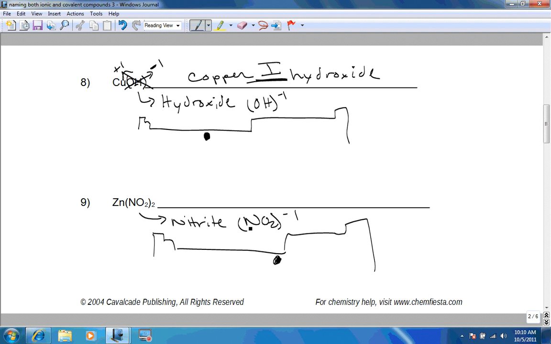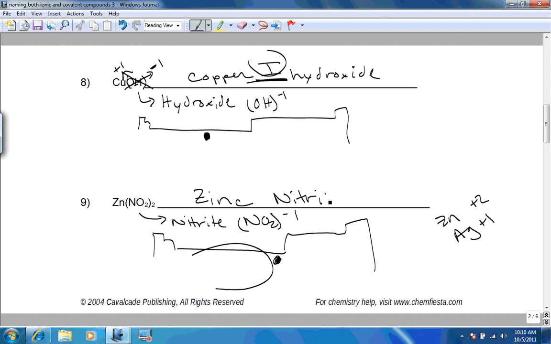Now, zinc is an exception to the rule. We have zinc and we have silver. Zinc is always a +2 and silver is always a +1. Those are the 2 exceptions of the middle area where we don't know what the charge is. Because those are always those charges, we don't need to have a Roman numeral in number 9. So it's just going to be zinc nitrite.